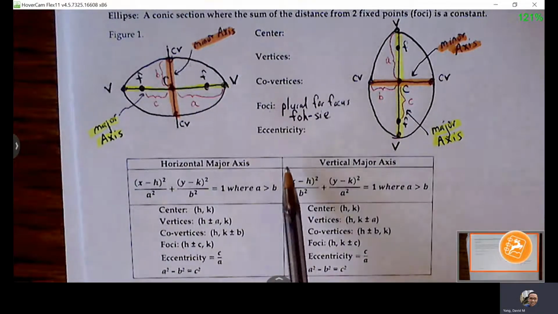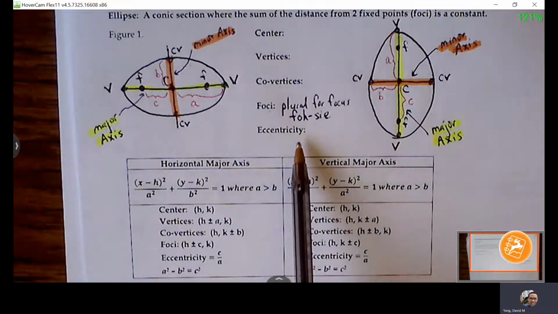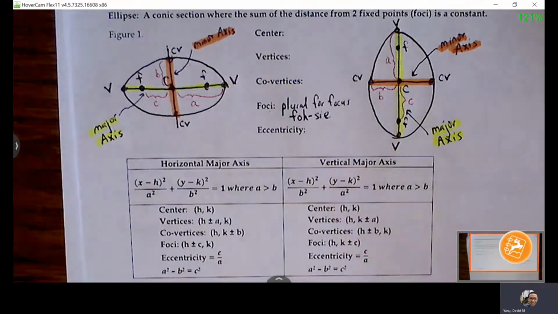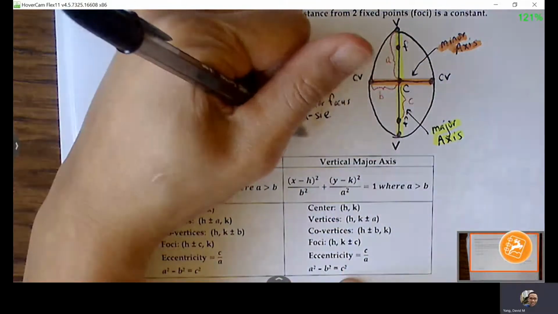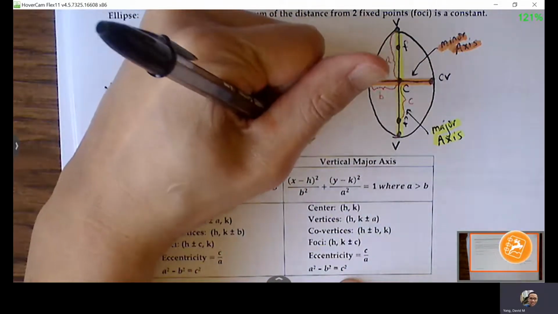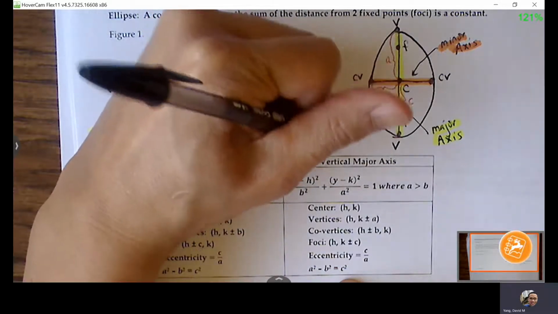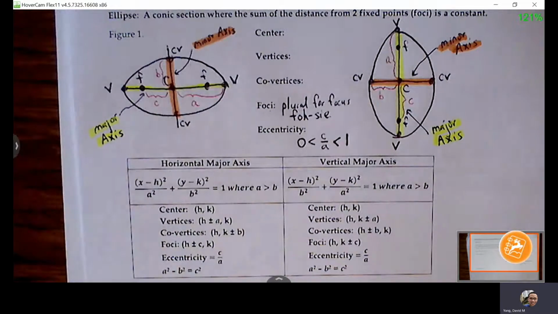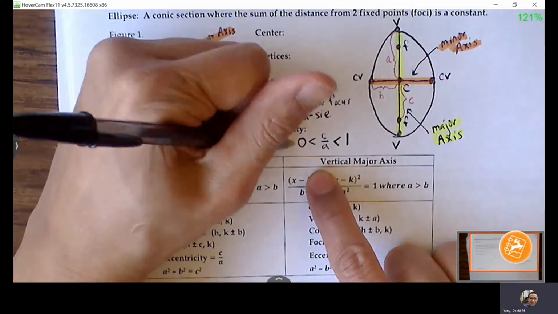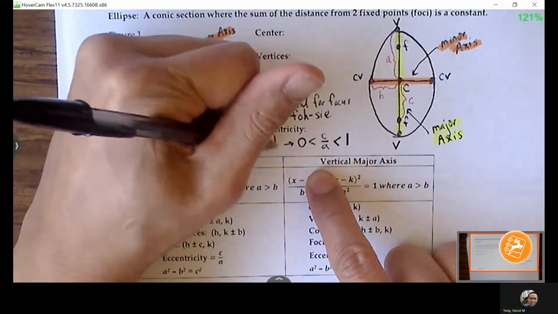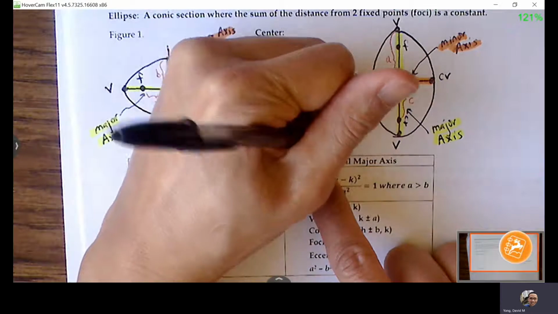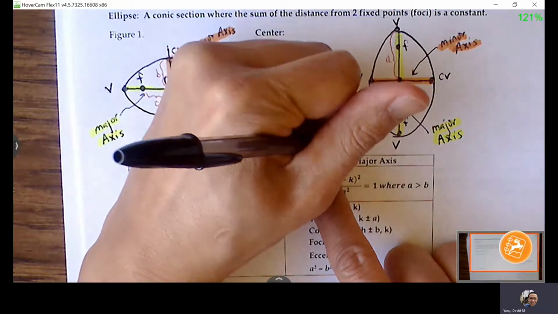Okay, we also have this value called eccentricity. So eccentricity tells you basically how circular your graph is. Eccentricity is always going to be between 0 and 1, and you're going to find your eccentricity by dividing C by A. So the closer you are to 0, the closer you are to a circle. The closer you are to 1, the more oval your graph is.